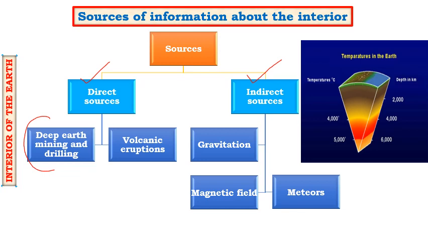Another is volcanic explosion. Remember, during a volcanic explosion, whatever lava, the magma that comes out, is from inside the earth. Just by taking that lava under a microscope or in laboratory experiments, the scientists, the geologists, have been able to identify the conditions inside the earth. So these volcanic explosions at times also provide us vital information about the interior of the earth.